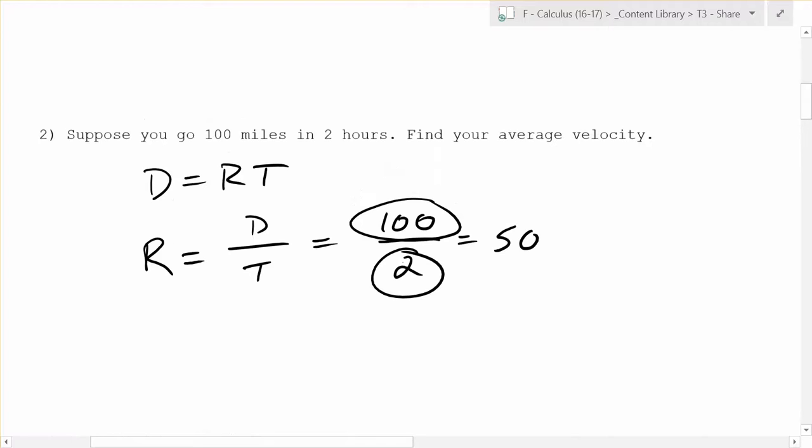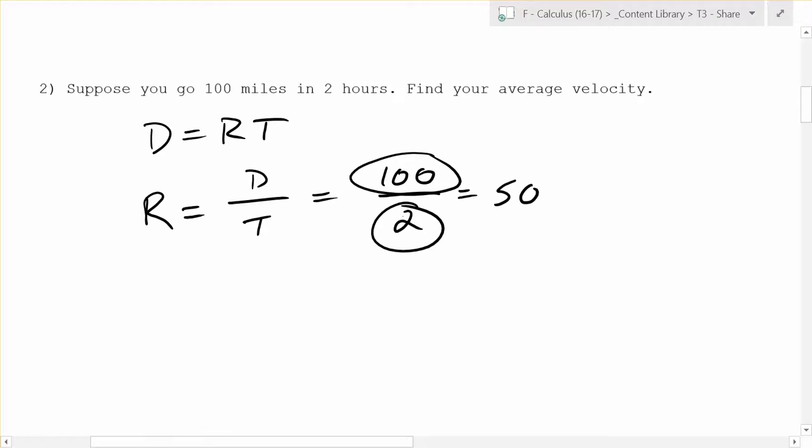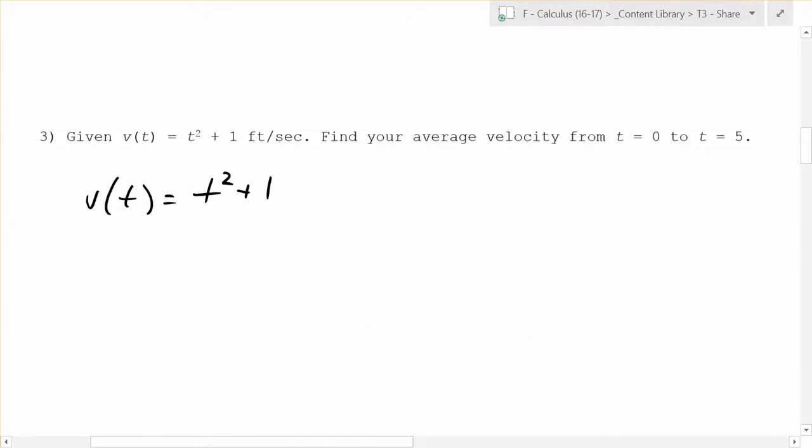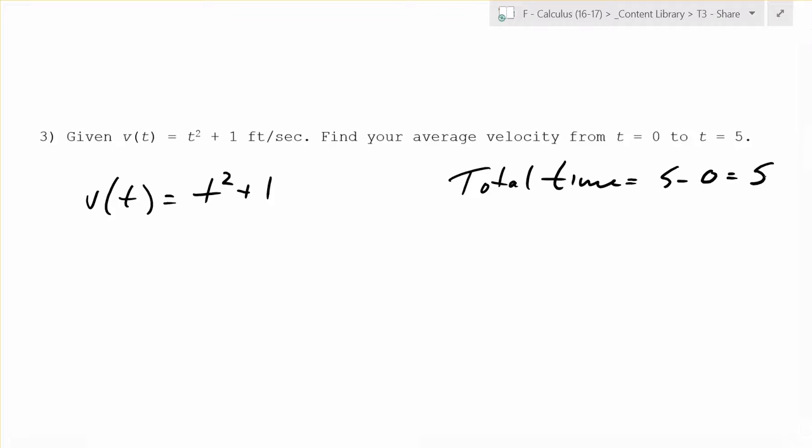So up here, how is that question different than number 2? What are they giving you directly on number 2? They're giving you 100 miles in 2 hours. What's the one thing they're giving you that's very similar on this question? Time. So effectively, what's the total time on this one? 5, yeah, exactly: 5 minus 0 is 5. Could this question be asking time equals 1 to 6? Sure, that would still be 5. The idea is you have to subtract b minus a, right? You've done b minus a many times.